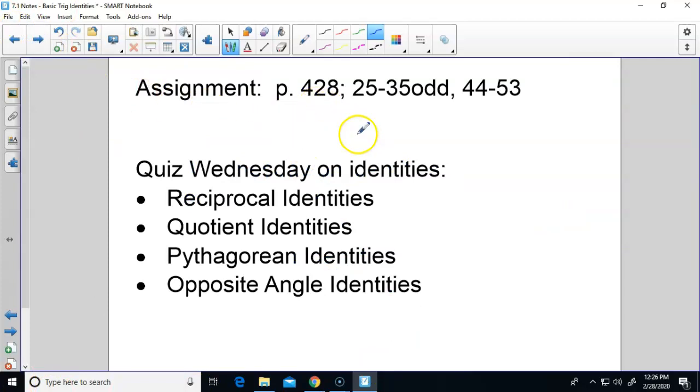Your assignment is page 428, 25 through 35 odd, and then 44 through 53 all. Some of these, the 44 through 53, are probably going to be pretty difficult. You don't necessarily have to get finished all the way to the end with them, but at least try something on them. Also, we'll have a quiz on Wednesday on identities, and you need to know all these identities, so study for that.